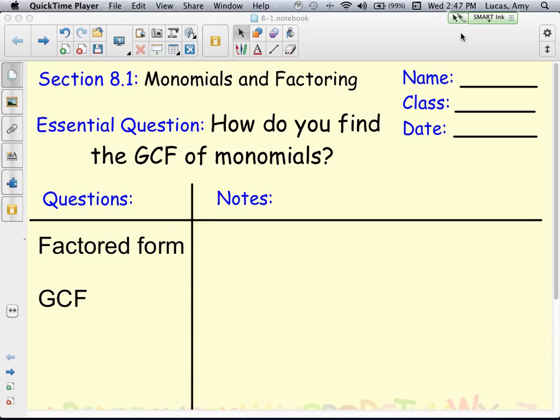Section 8.1, Monomials and Factoring. Our essential question is how do you find the GCF of monomials? Our first vocab word is factored form.